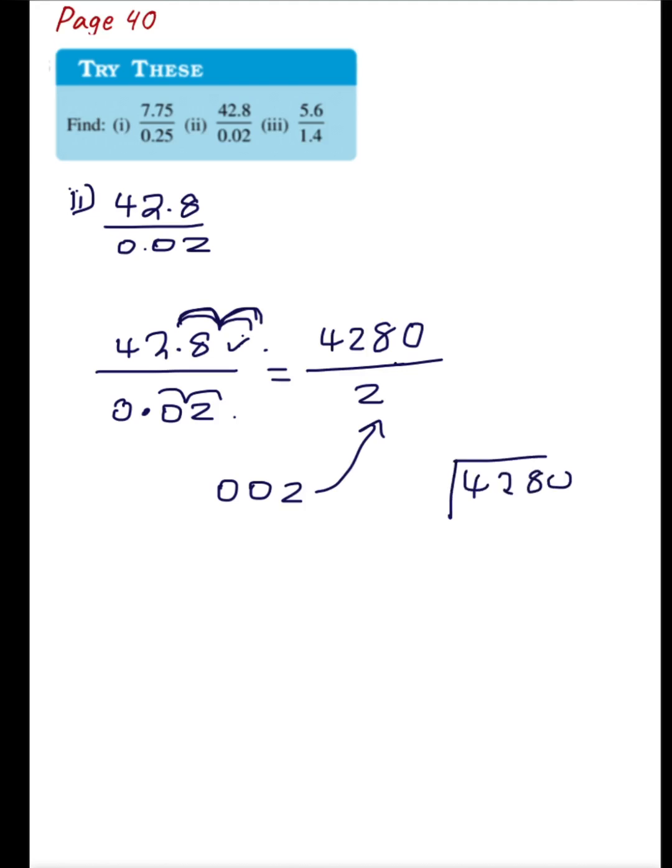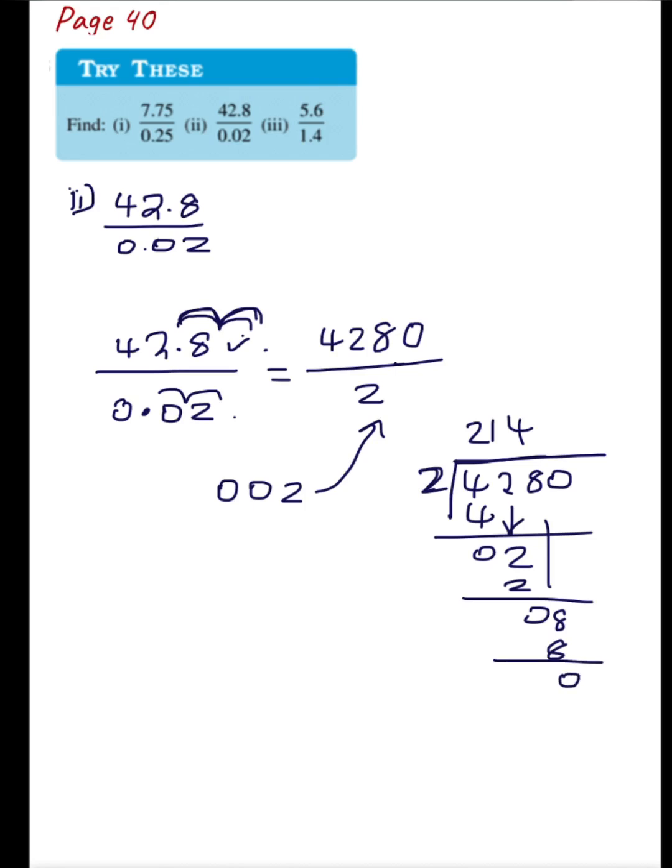That is 4280 divided by 2. So what will be the answer? 2, 4, 0, 2, 1, 2, 0, 8, 4, 8, 0, 0, 0. So the answer is 2140. The answer for this question will be 2140. Easy. Now let's see the third question.